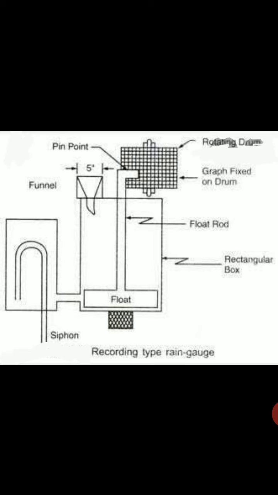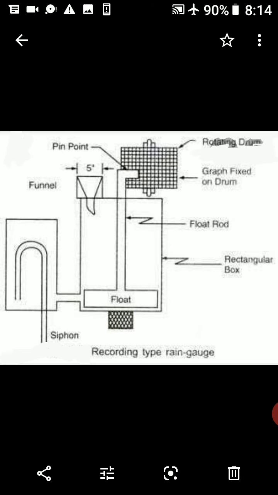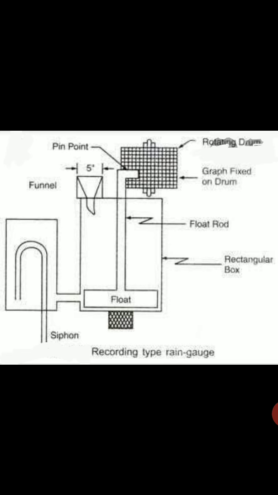Disadvantages of recording rain gauges. Mainly, there are two types of disadvantages. It is costly in comparison with non-recording gauges. Fault may develop in the electrical or mechanical mechanism of recording the rainfall.